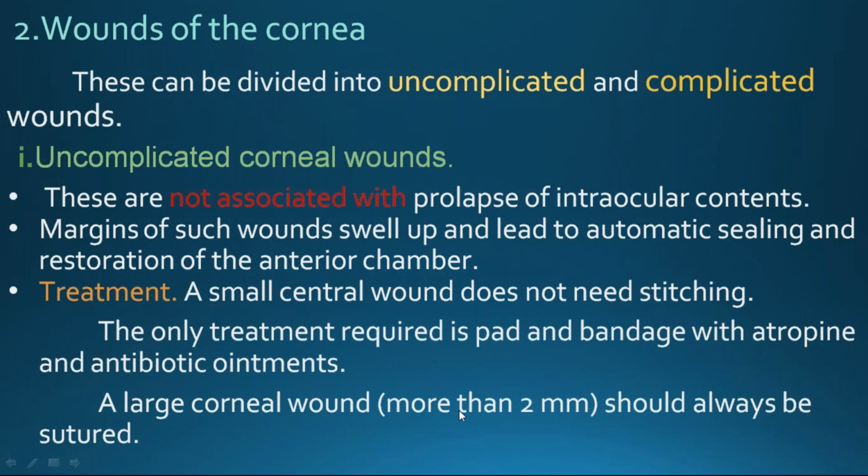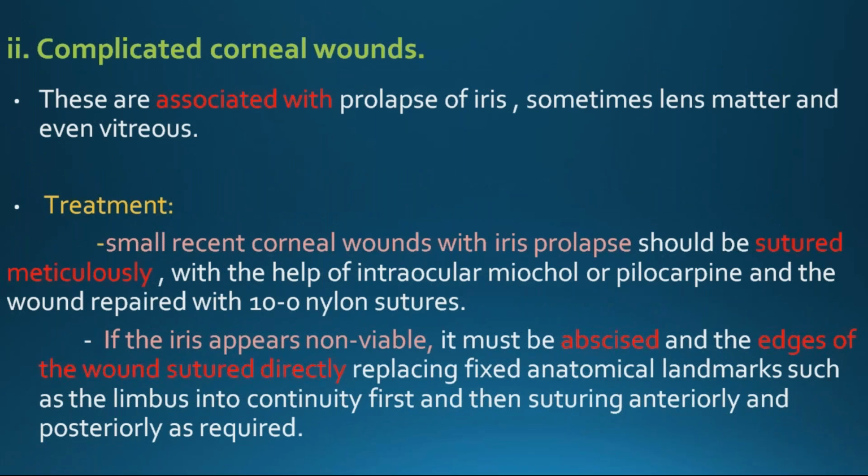Large corneal wounds of more than 2 mm should always be sutured. If the corneal laceration is more than 2 mm, it should be sutured. Complicated corneal wounds are associated with prolapse of the iris, sometimes lens matter, and even the vitreous. Complicated corneal wounds are associated with iris prolapse, lens matter, and prolapse of the vitreous.